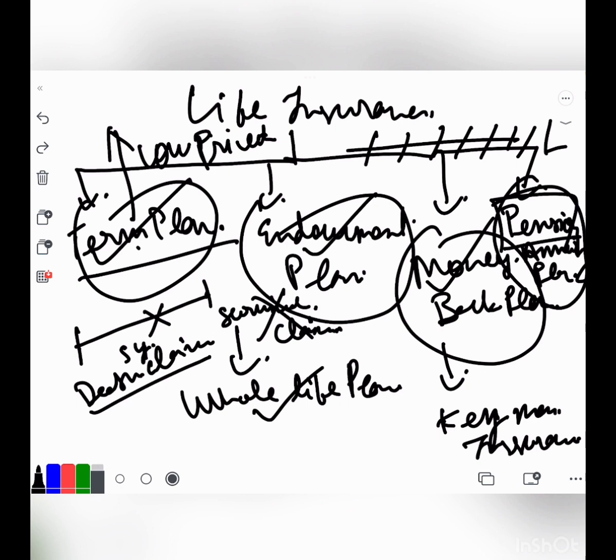That is a pension plan. Another plan which is very interesting is key man insurance. So who is the key man? A key man is a person without whom the organization will have huge losses, because he is the key person to make decisions. Such a person, if he is not there in the organization, the company will definitely face losses in his absence.